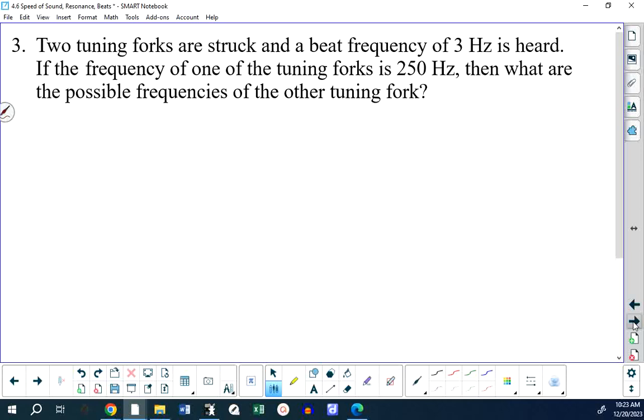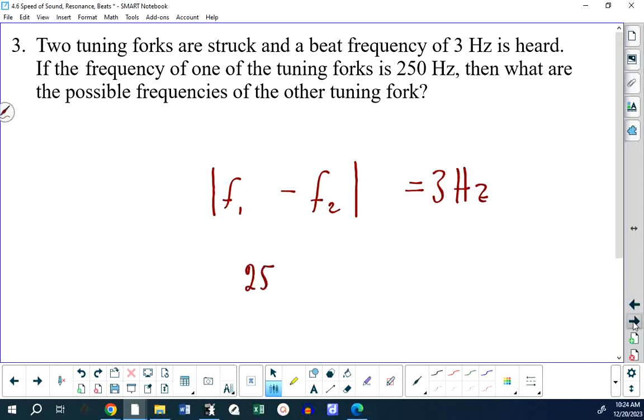And I don't really know that we need to write anything down for that. We're saying the difference between the two frequencies, and I'm using absolute value, because it doesn't matter which one's bigger, has to be 3 hertz. So what are our options? We could have 253 hertz or 247 hertz.